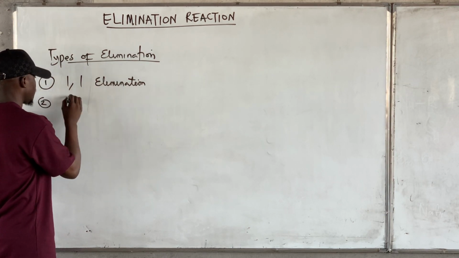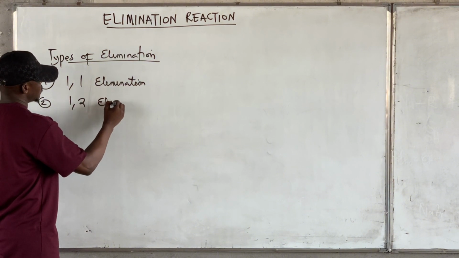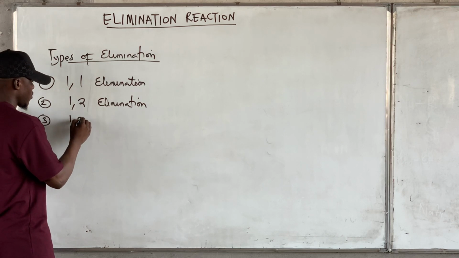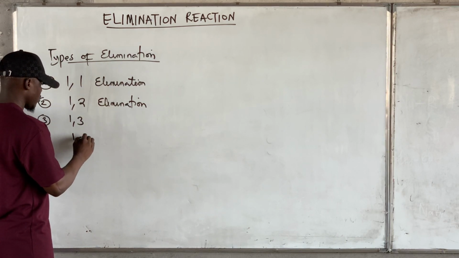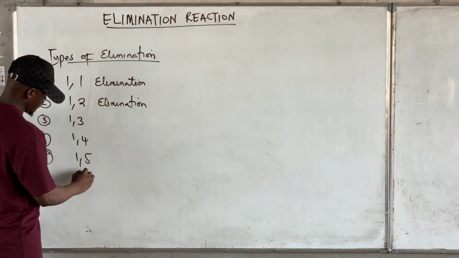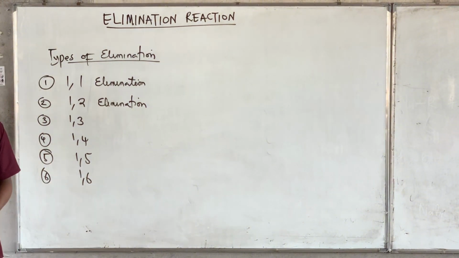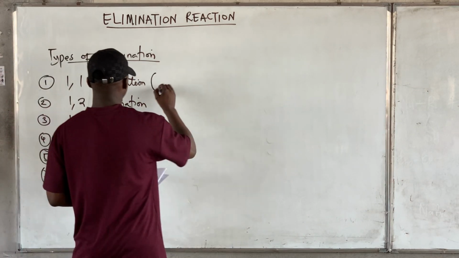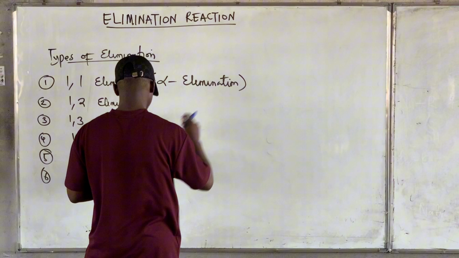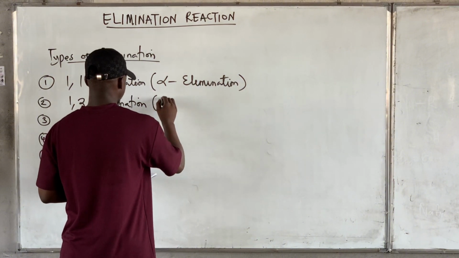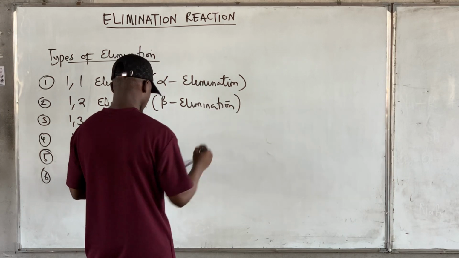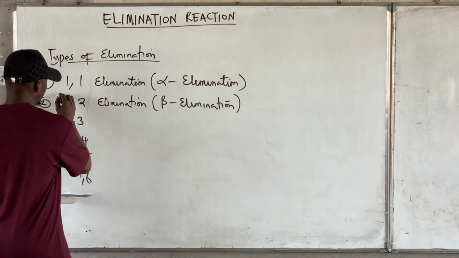We have the second one, 1-2 elimination. We have the third, 1-3, 1-4, 1-5, 1-6, and so on and so forth. So this is actually known as alpha elimination. And this one is known as beta. So we're going to be focusing on this one.